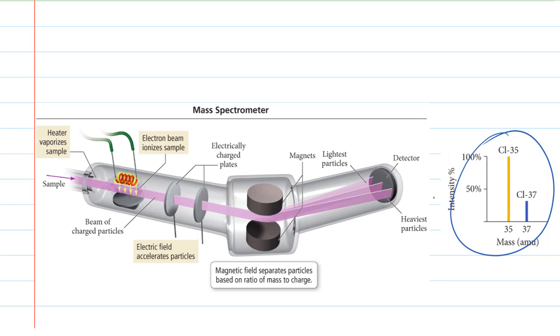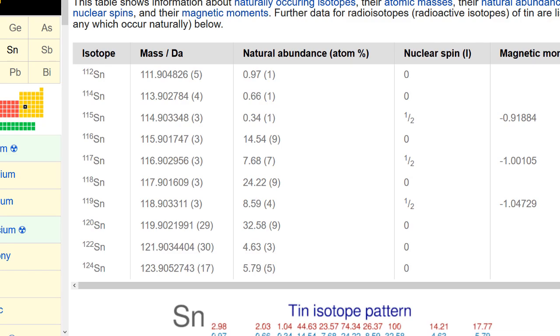This, by the way, what this plot represents, this is called a mass spectrogram of chlorine. And so the heights of these, in terms of their intensity, represent their relative abundances to each other. The most abundant one is said to have a 100% intensity, so to speak. And then the other peaks are measured relative to that. And I think we saw something like that when we pulled up some of these graphs.